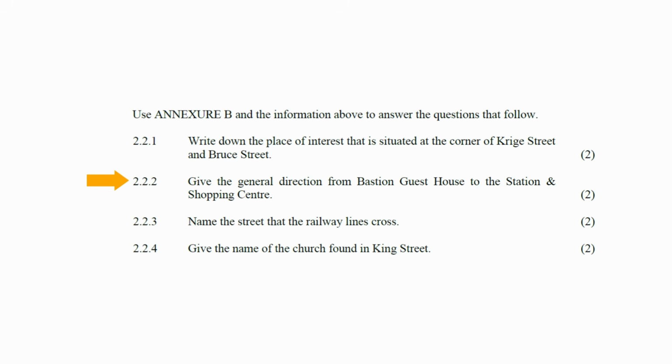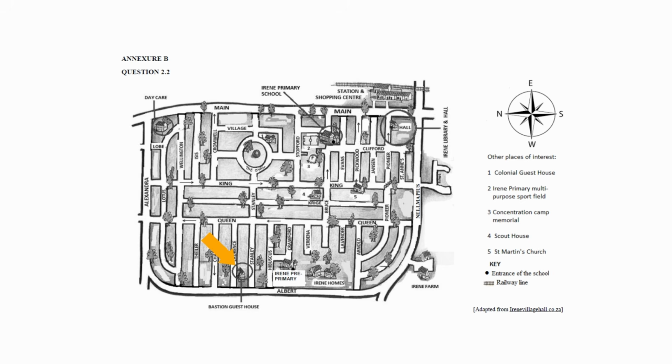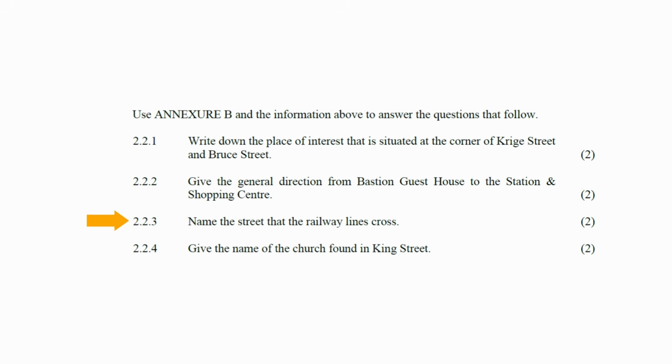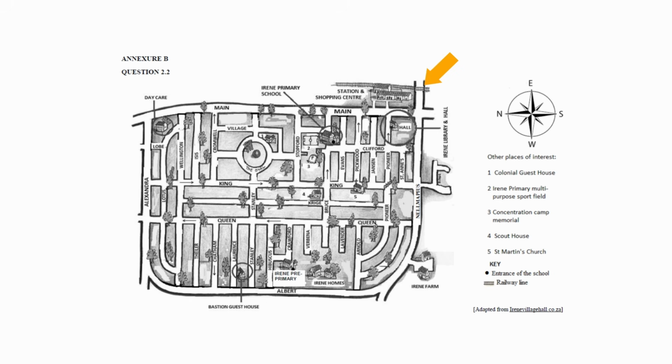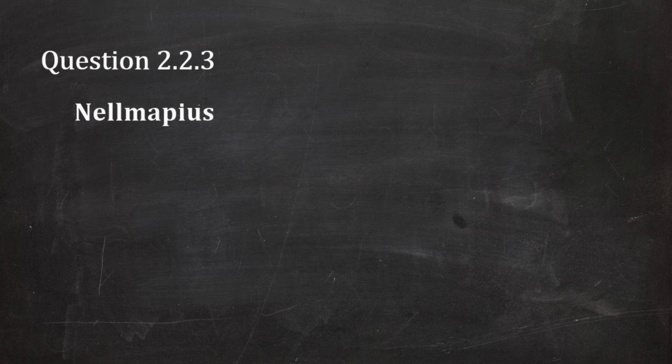In question 2.2.2, you have to give the general direction of the Bastion Guest House to the station and shopping center. The Bastion Guest House is located here, and the station and the shopping center is located here. The general direction of the Bastion Guest House to the shopping center is southeast. In question 2.2.3, you are asked to name the street that the railway line crosses. This street would be Nelmapius.